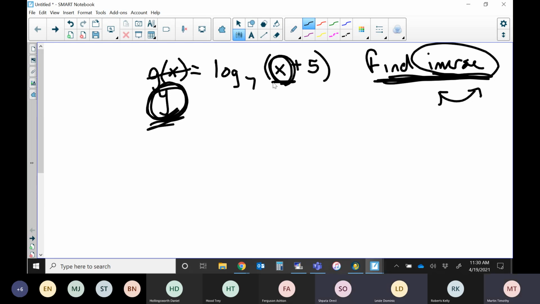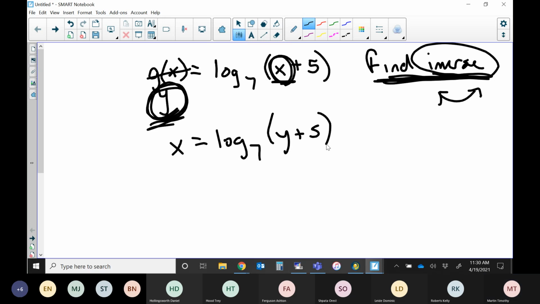The x and y. So now this is going to read as x equals log 7y plus 5. The inverse means you switch the x and y. Taylor, what's my next thing? What am I now going to try to do? Solve for y. So we want to make this now say y equals. That's my whole next goal.